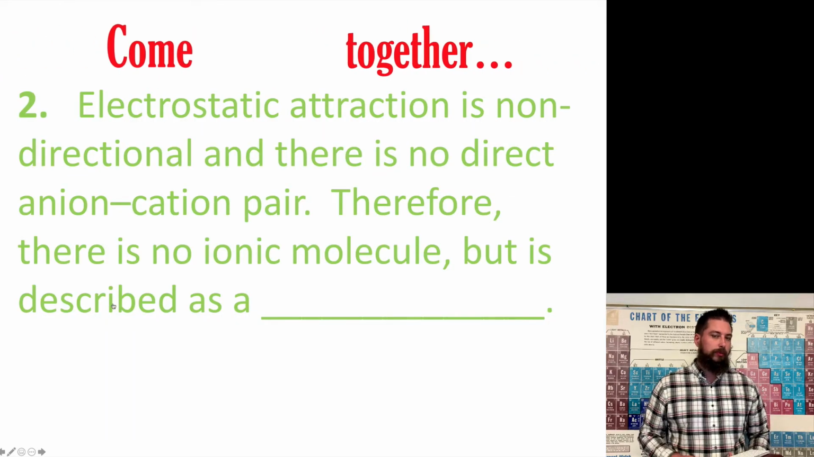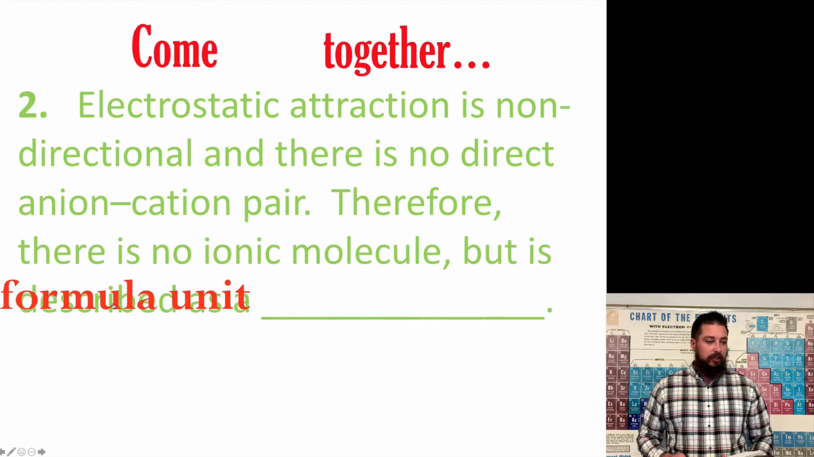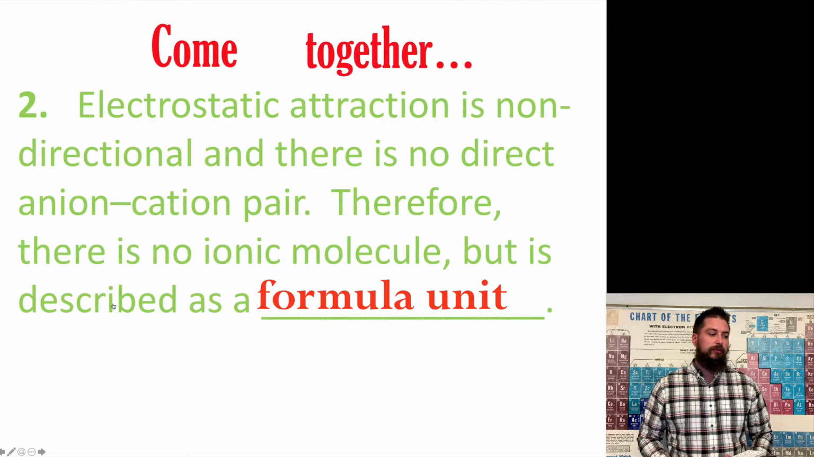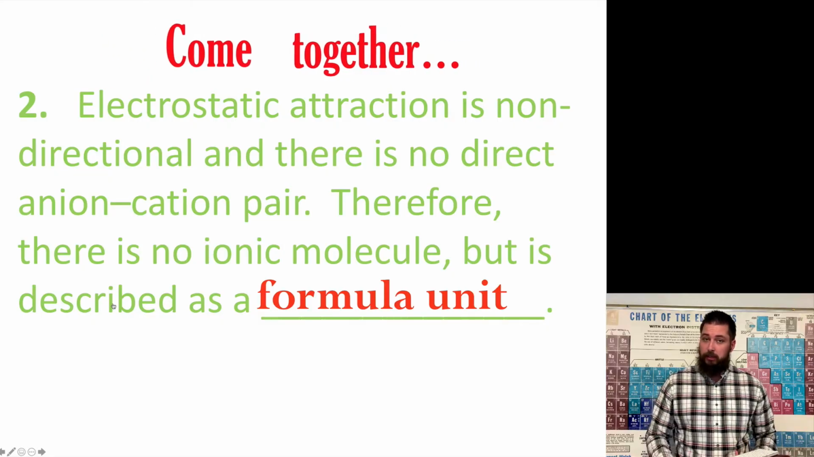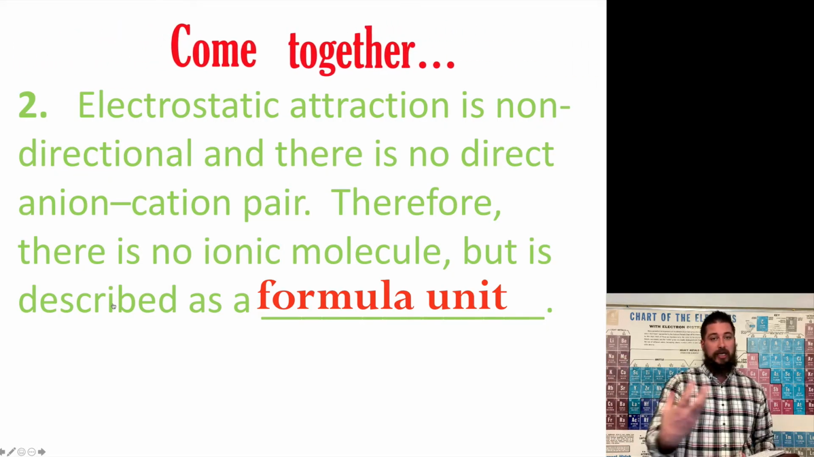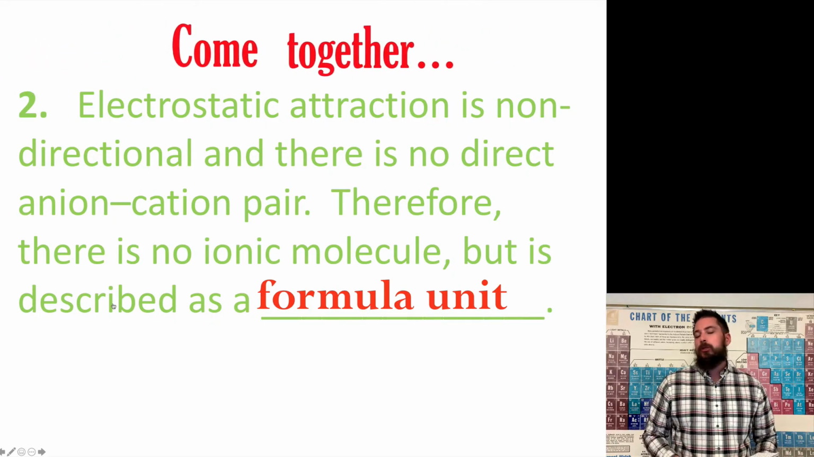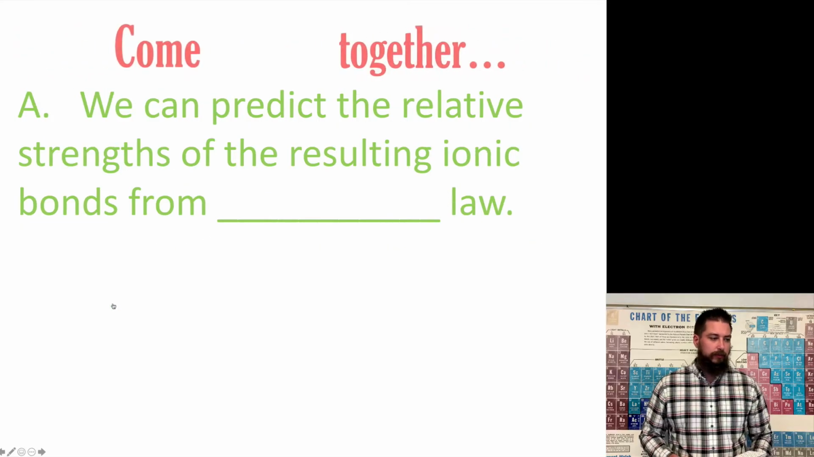So we'll compare that to covalent compounds in a little bit. So electrostatic attraction, again, is non-directional. So there's no direction, and so there's not a single anion-cation pair. So again, there's not one cation bonded to one anion. They're all kind of attracted to each other. And so that's why we call them formula units and not molecules. And again, we'll come back to that later.